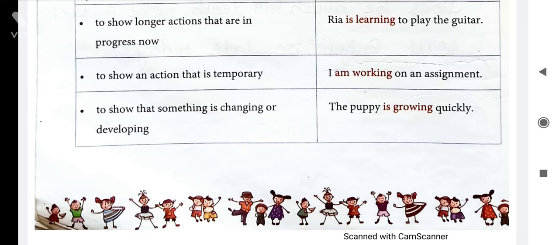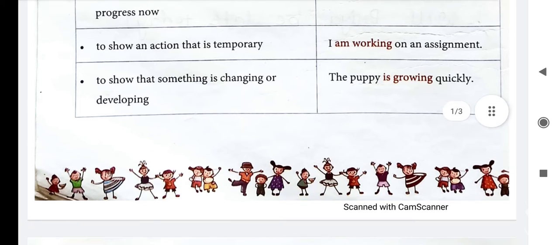And the last point of the present continuous tense is to show that something is changing or developing. The process is continuing and it is changing with time. For example, the puppy is growing quickly. So now the puppy is growing into a dog.